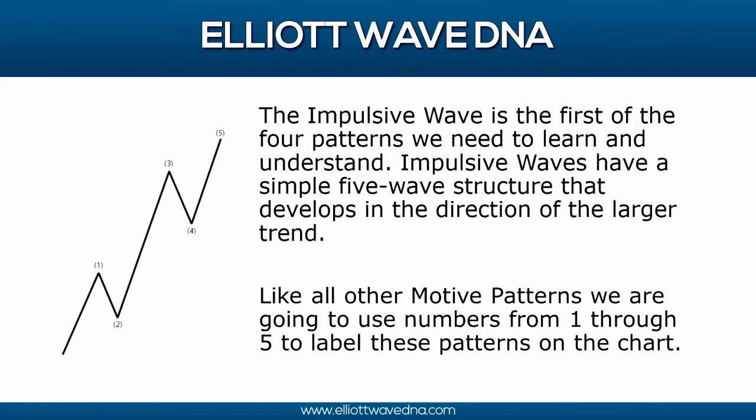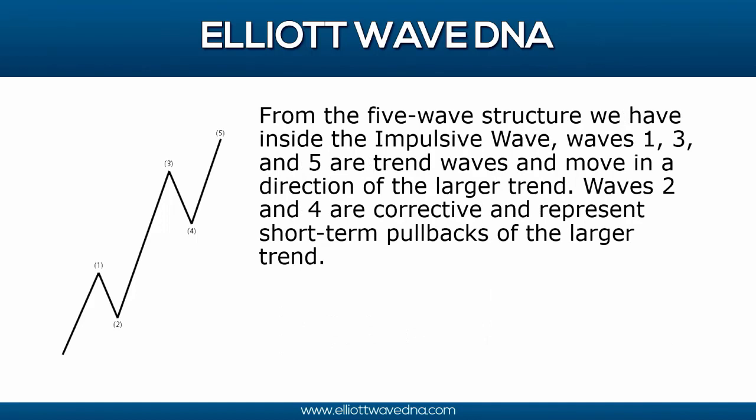Impulsive waves. The impulsive wave is the first of the 4 patterns we need to learn and understand. Impulsive waves have the simple 5-wave structure that develops in the direction of the larger trend. Like all other motive patterns, we are going to use numbers from 1 through 5 to label these patterns on the chart. From the 5-wave structure we have inside the impulsive wave, waves 1, 3, and 5 are trend waves and move in the direction of the larger trend.